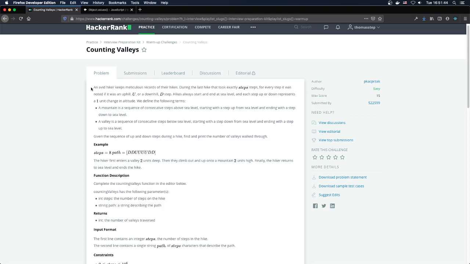Given the sequence of up and down steps during a hike, find and print the number of valleys walked through. So down, down, up is a valley 2 units deep. Makes sense?